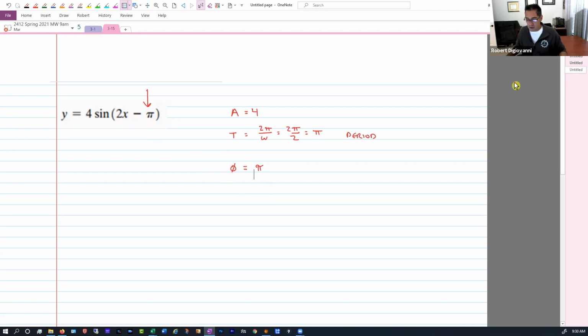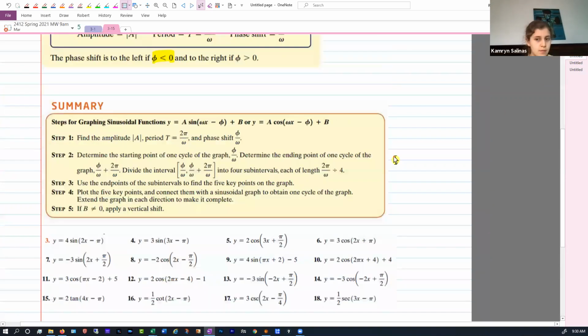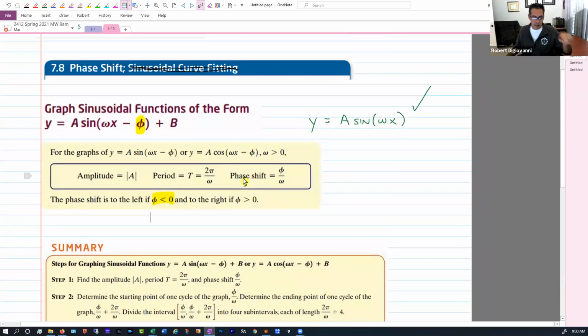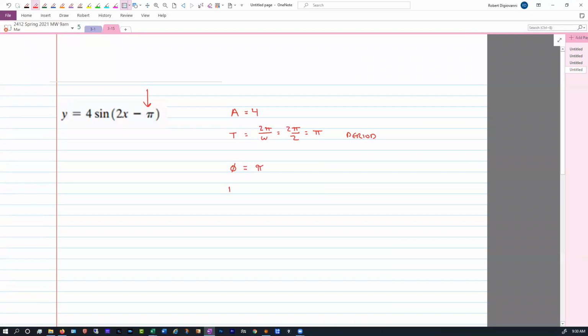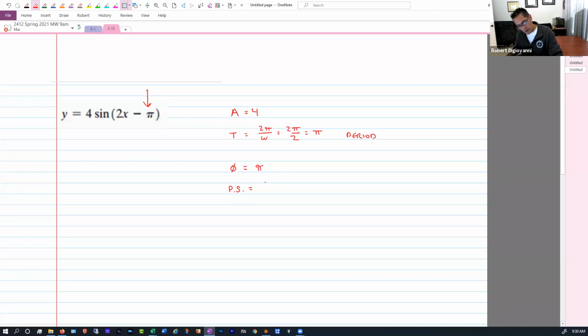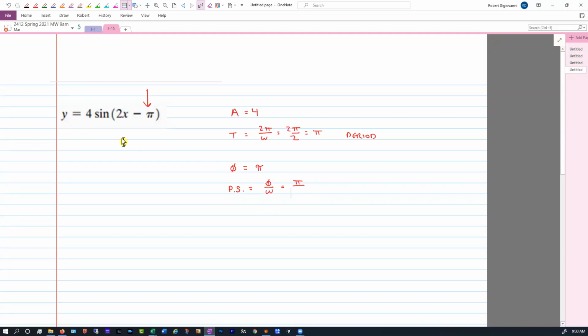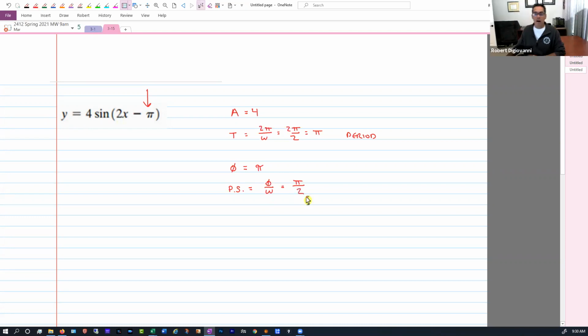Now, can you tell me what the phase shift is? Let me go back up to the formula here. The phase shift, I'm just going to call it PS. Phase shift should be phi over omega, right? So it's pi over 2. Yeah, so phase shift should be phi, which is pi. Oh, let me write the formula. Phi over omega, right? That's the formula for the phase shift, phi over omega. And for us, phi is pi, all right? And what was omega? 2. 2, right? The number in front of x. So this is going to be pi over 2.